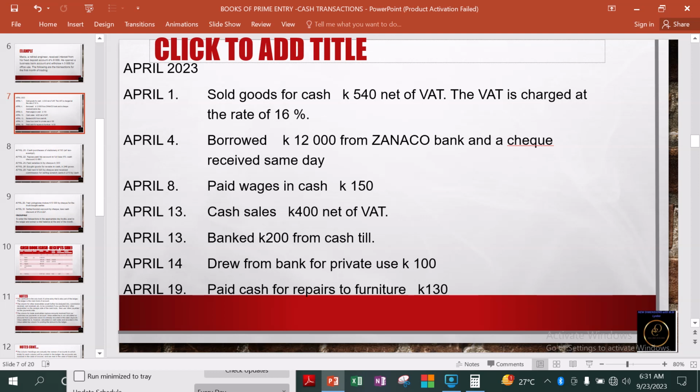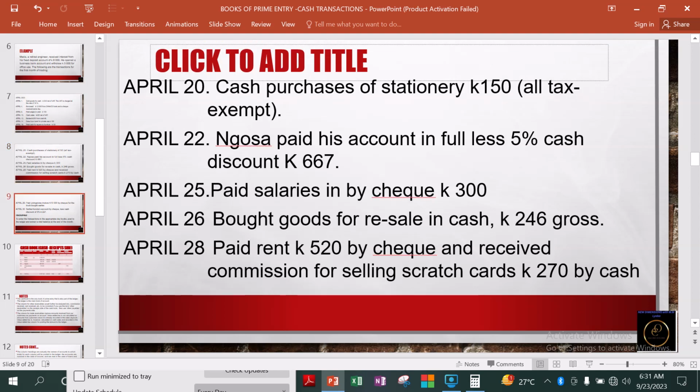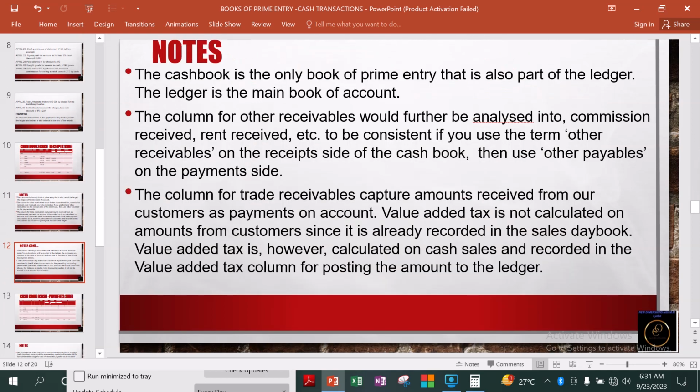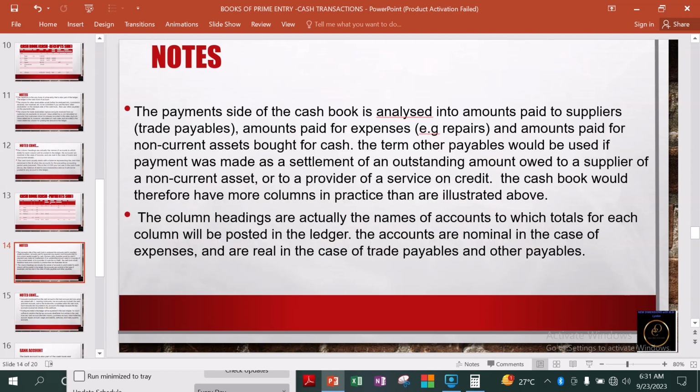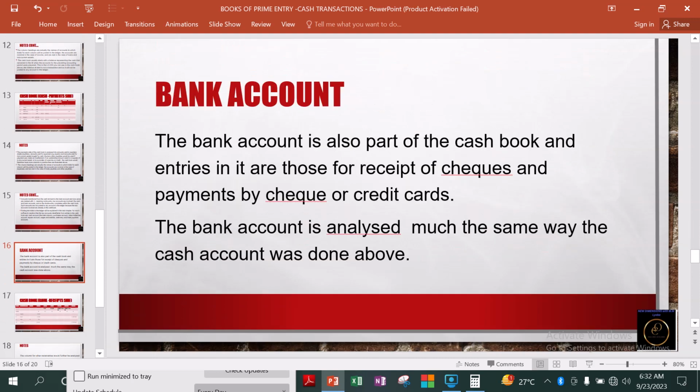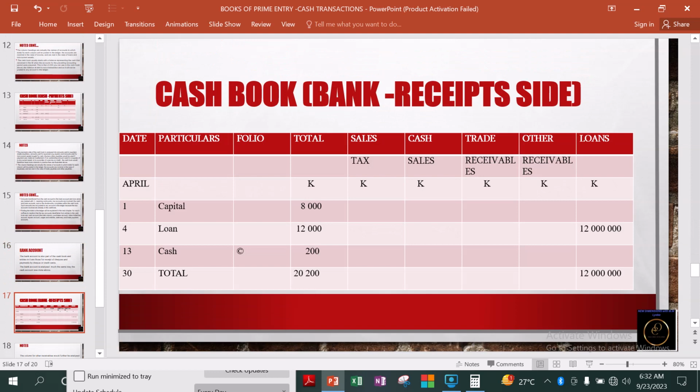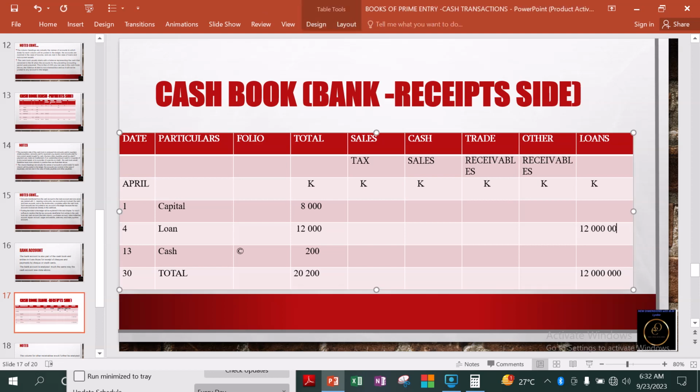So where we are going to enter the 12,000 that has been received from this bank into our business. So we go to the bank side receipts. So we see that there is a figure of 12,000 which was received as loan. Analyzed in the loans column here, we have 12,000. Let me just correct this one.